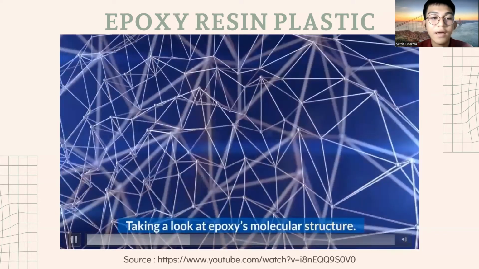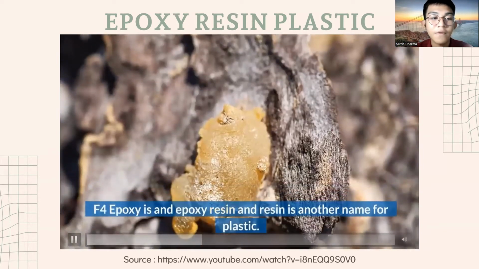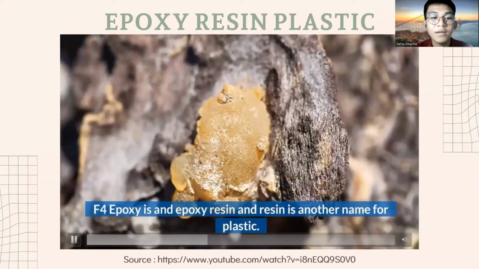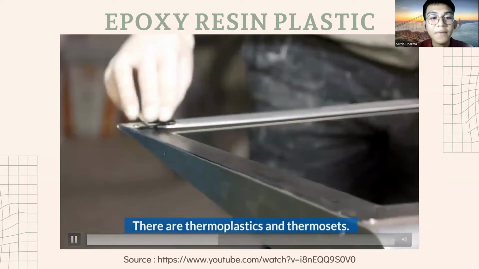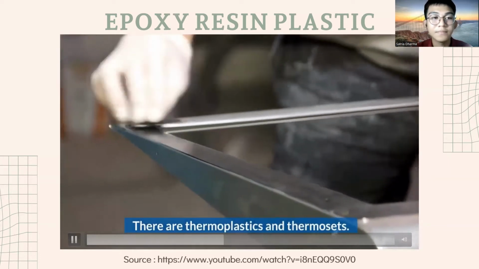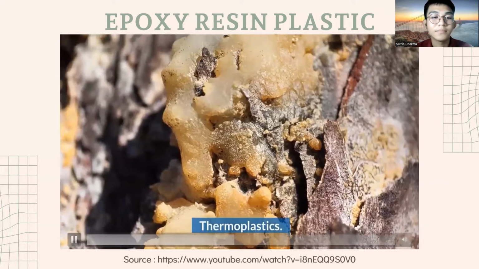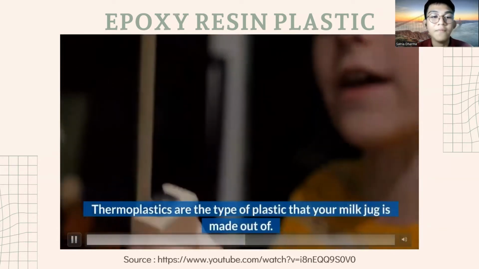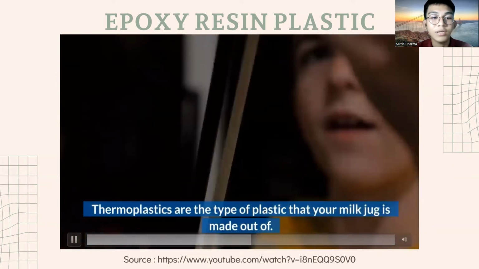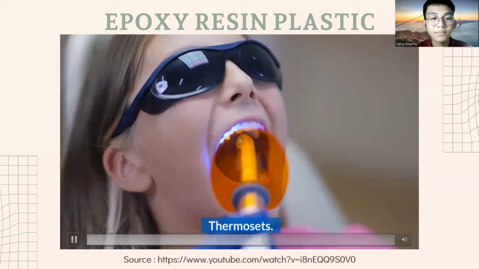Taking a look at the epoxy molecular structure. Epoxy is an epoxy resin, and there are thermoplastics and thermosets. Thermoplastics are the type of plastic that your milk jug is made out of. Thermosets.